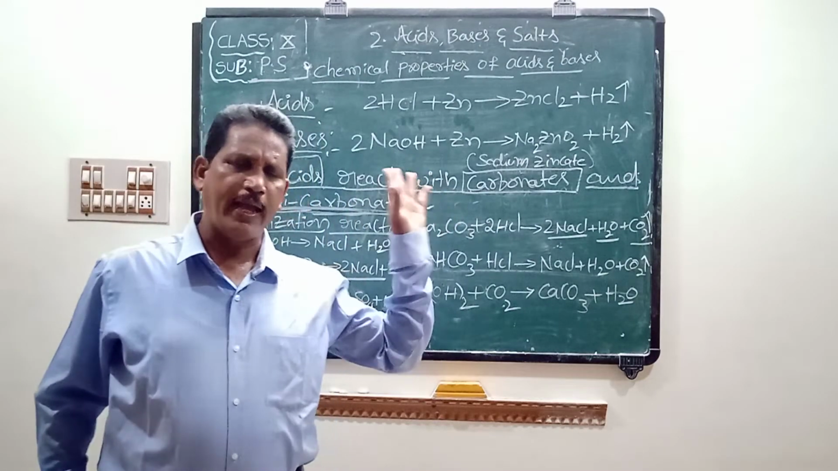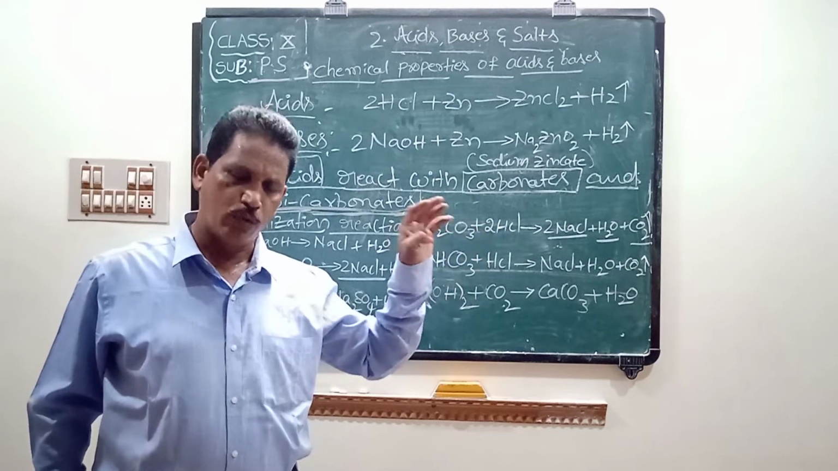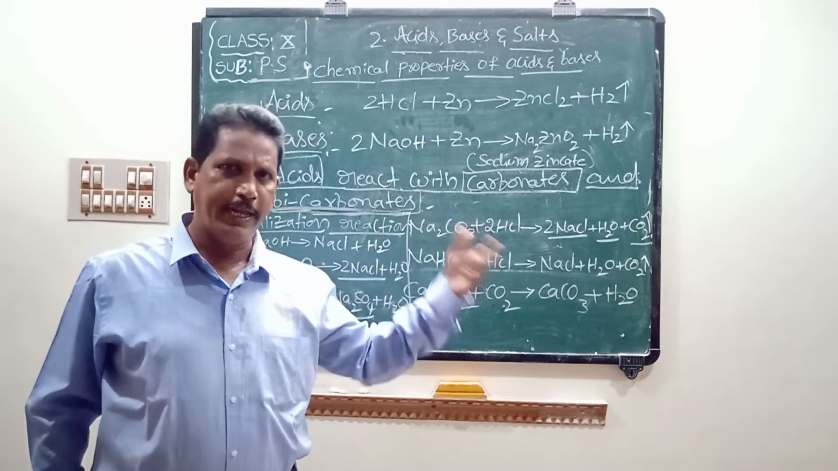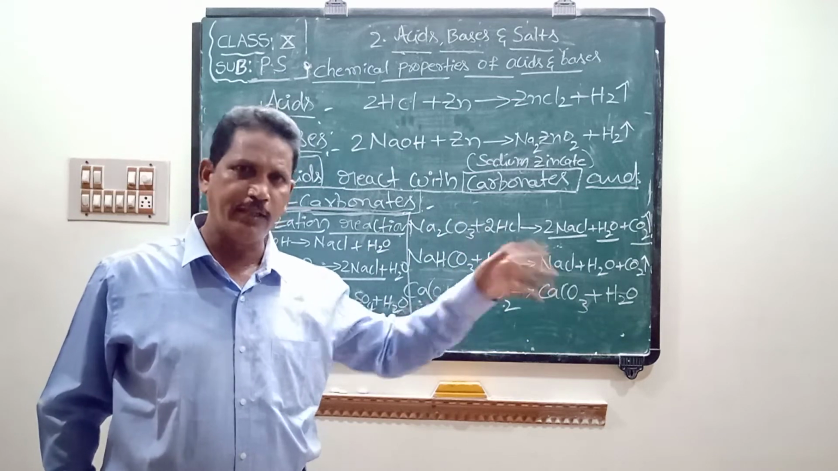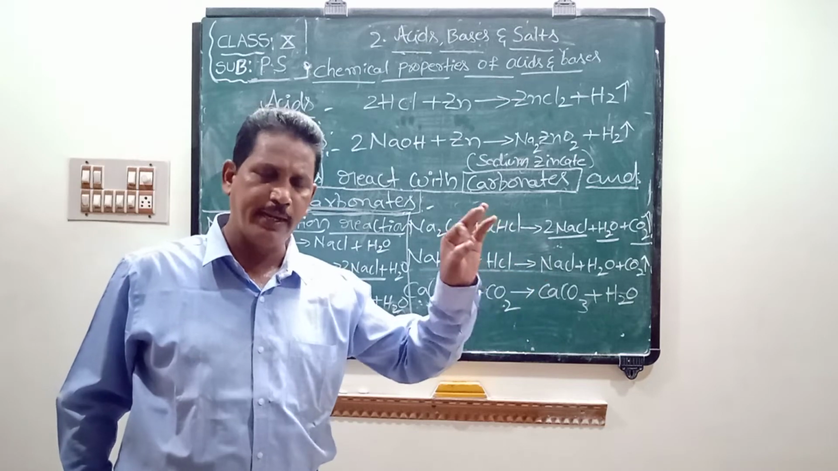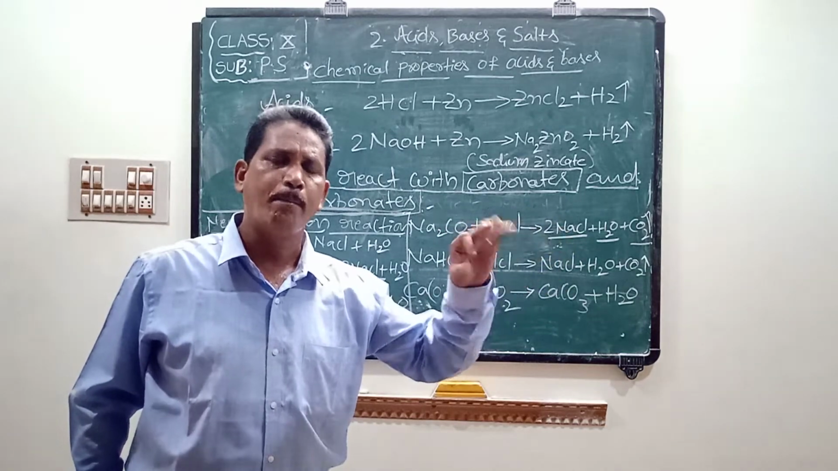Chemical properties of acid and base. Acid reacts with metals to liberate hydrogen gas. Base reacts with any metal to liberate hydrogen gas. Test for hydrogen gas: introduce a burning splinter or burning candle in the presence of hydrogen gas. It is put off with a pop sound.